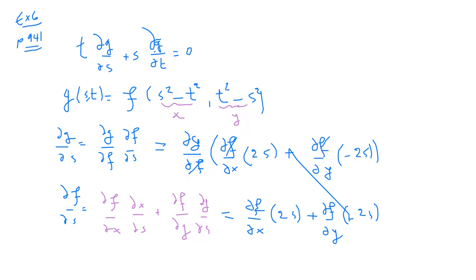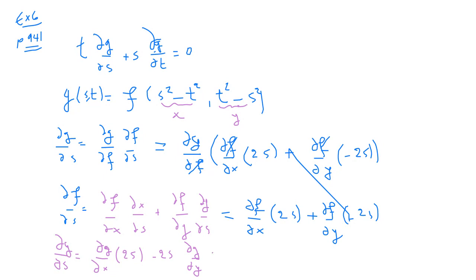So as a matter of fact, that was the first part. You can write dg over ds as dg over dx times 2s minus 2s times dg over dy. Okay. So this is the first part.